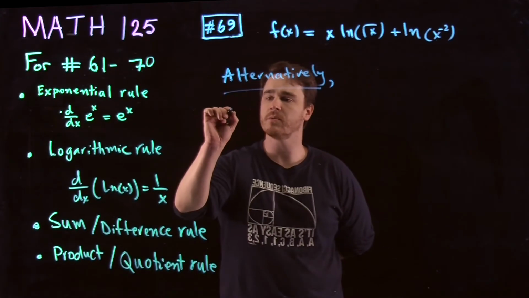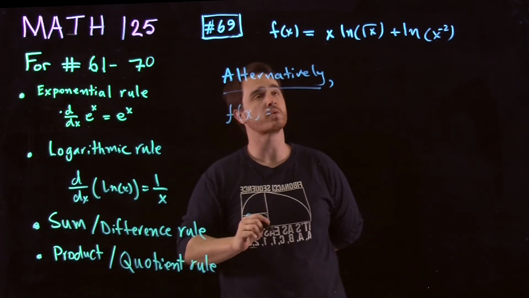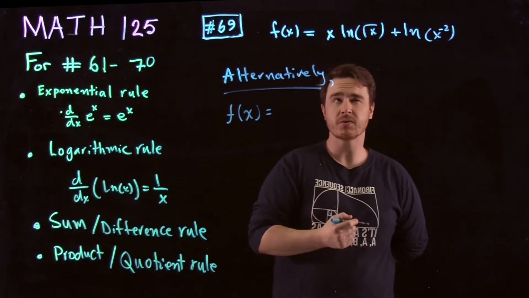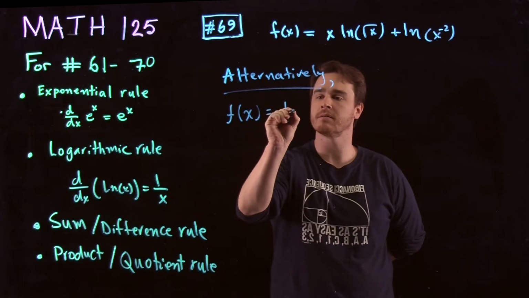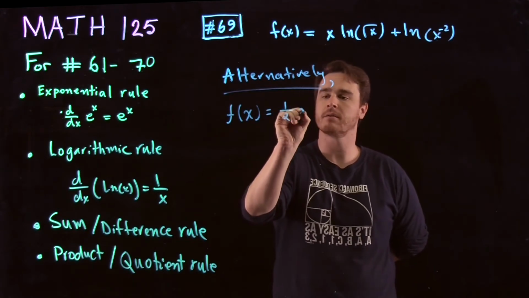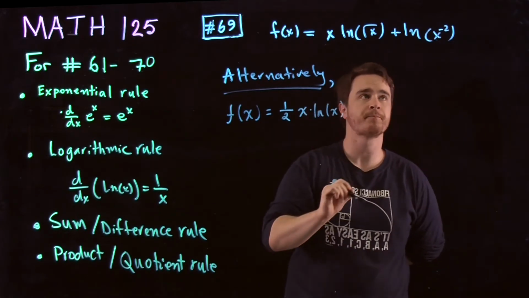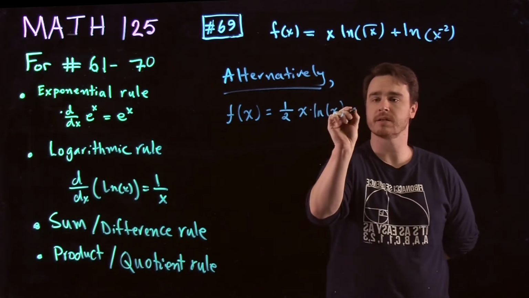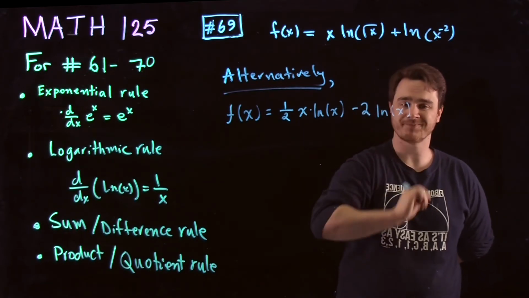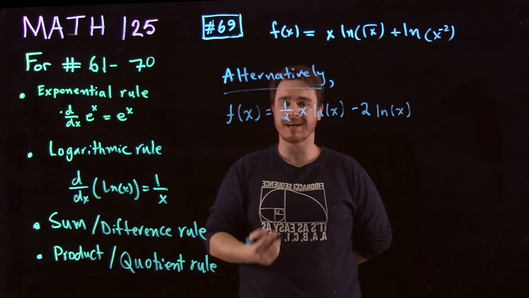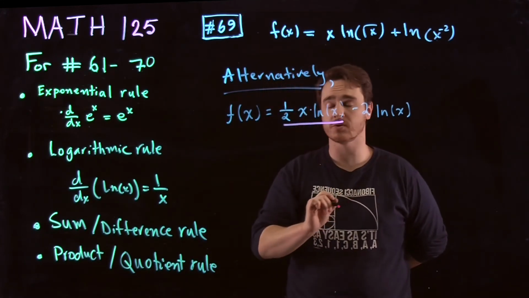Alternatively, we can rewrite f of x using our rules of logarithms. Recall that x to the 1/2 is the same thing as the square root of x. So I can pull down my power here: 1/2 x times the natural log of x. I can use a similar rule here to say this is minus 2 natural log of x. So this will make our derivation a lot simpler. So we'll start by taking this derivative.